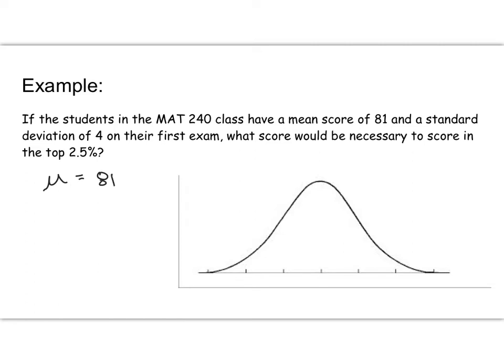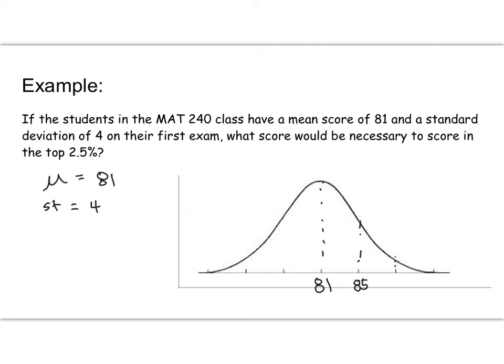Our mean is 81 and a standard deviation is 4. So the mean goes right in the middle here. That's where most of the values are, and our score would be 81. 1 standard deviation above is here, and that is an additional 4 points. So 81 and 4 is going to give me a score of 85.